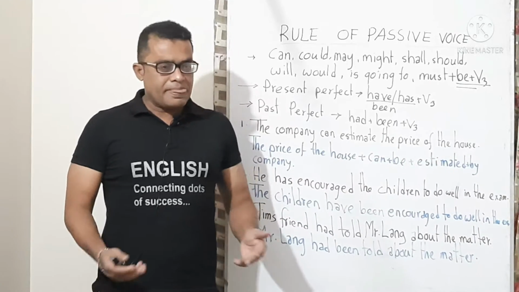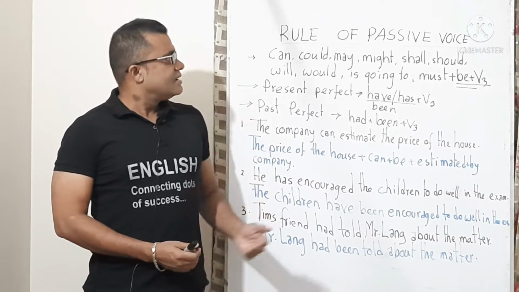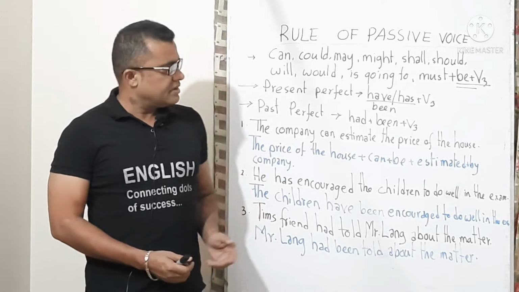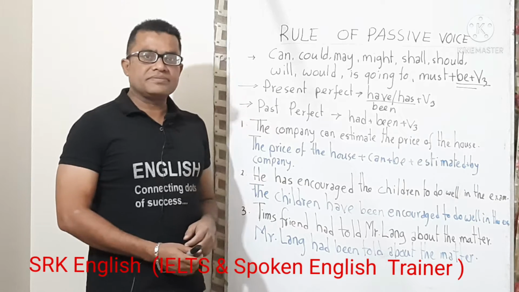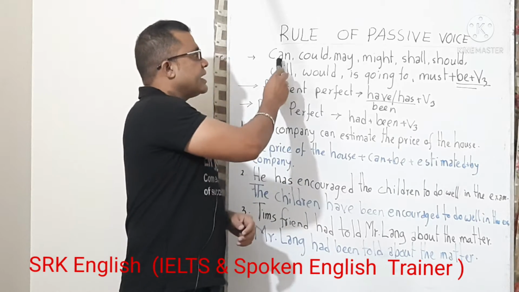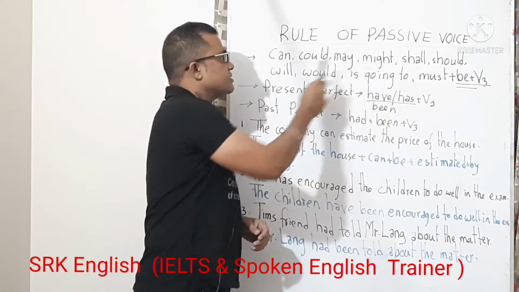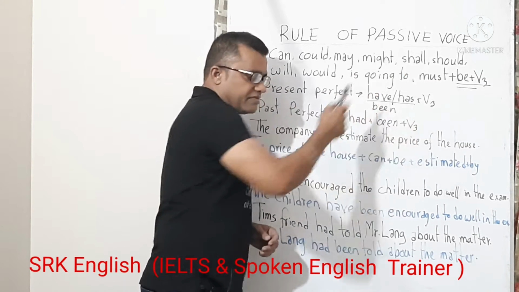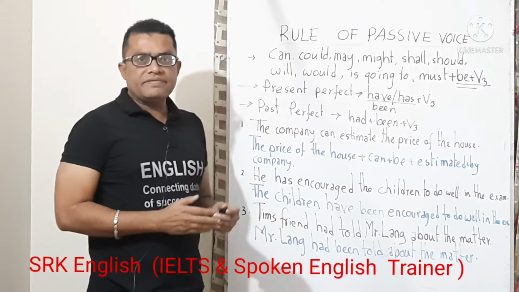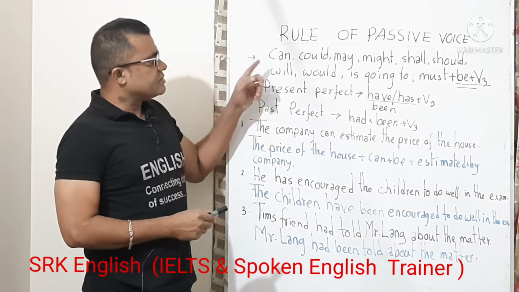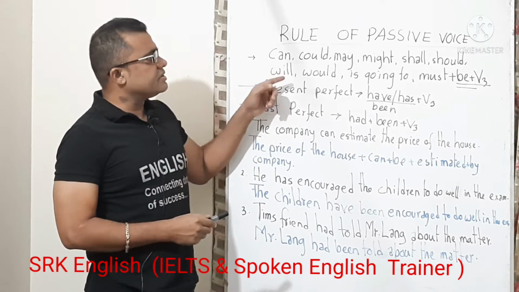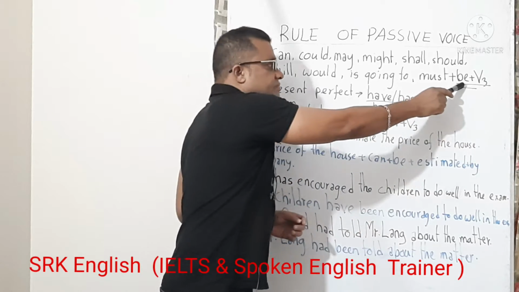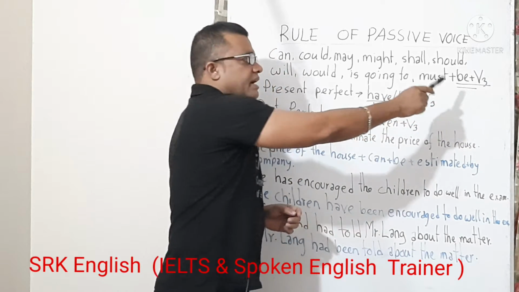Now, dear students, let us talk about another rule of passive voice. We have 2 rules here. Can, could, may, might, shall, should, will, would, is going to, must, be plus V3. That means if there is can, could, may, might, shall, should, will, would, is going to or must in a sentence, then we will use be and then V3.